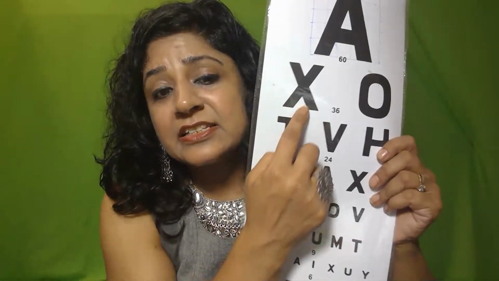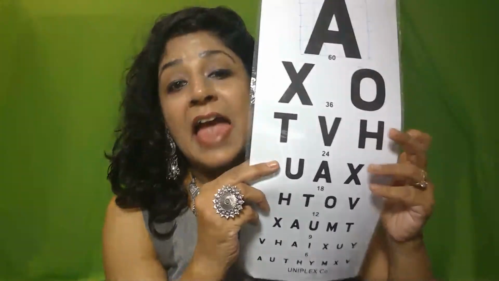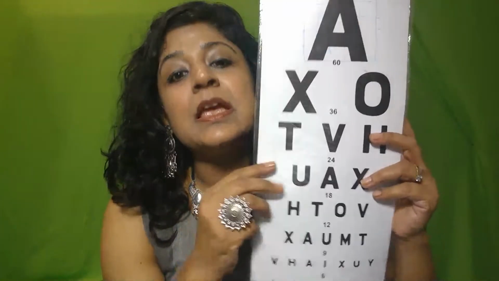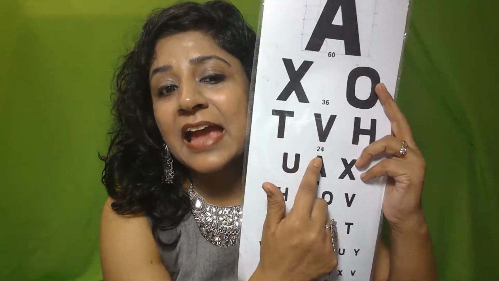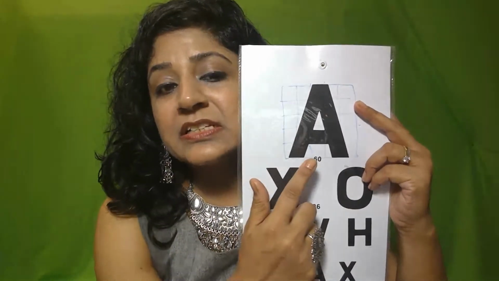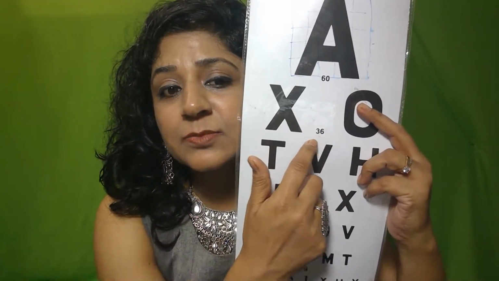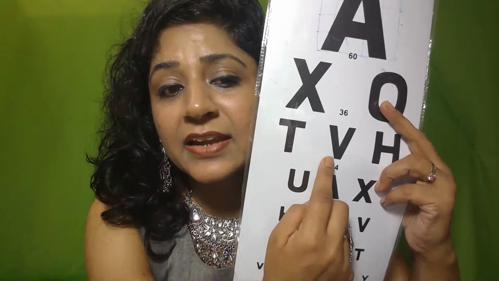Then as the letter size decreases, the angle will remain the same, that is 5 minutes, but the distance at which they will make this angle will decrease. So size is decreasing and distance is also decreasing. If you look at this topmost letter, this is making the same angle at 60 meters. This is making the same angle at 36 meters. This is making the same angle at 24 meters. Then this is making the same at 18 meters, 12 meters, 9 meters, and 6 meters.